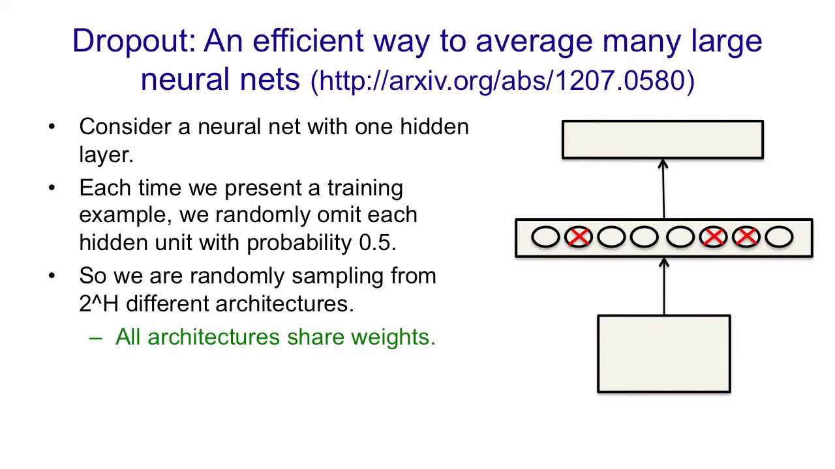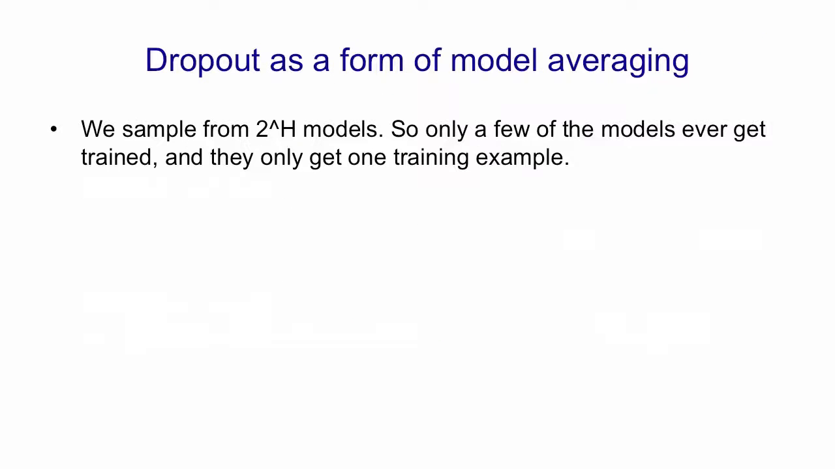Of course, all of these architectures share weights. That is, whenever we use a hidden unit, it's got the same weights as it has in other architectures. So we can think of Dropout as a form of model averaging. We sample from these 2 to the h models. Most of the models, in fact, will never be sampled. And a model that is sampled only gets one training example. That's a very extreme form of bagging.